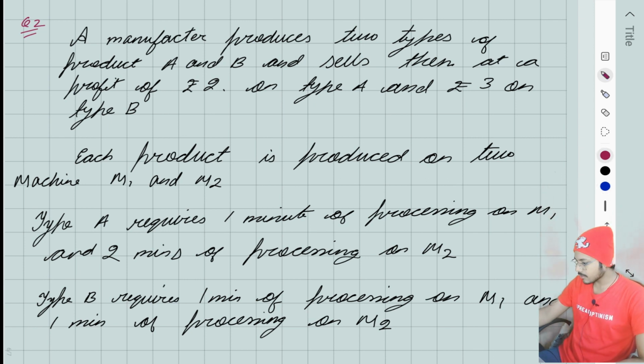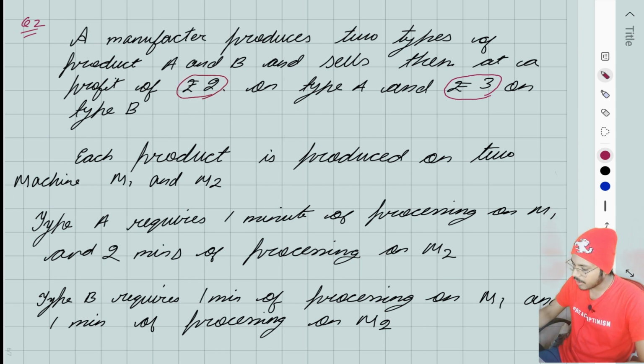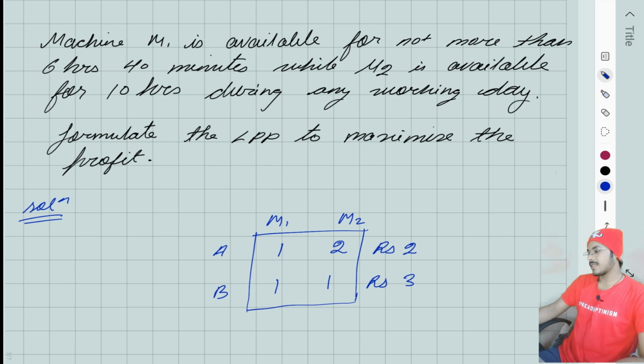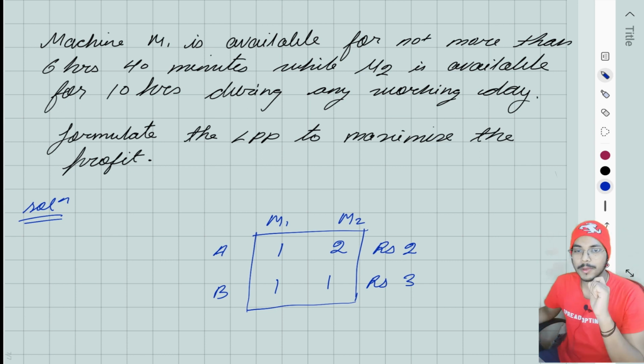I am highlighting it for you. This is profit from B and this is profit for A. So right here profit is rupees 2 and profit for B is rupees 3. Okay, and now here I want to ask you a question.